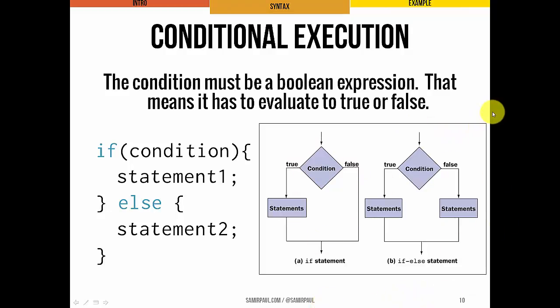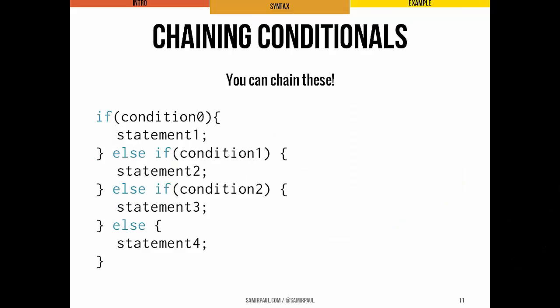Here is an example of an if and else construct, where we have a condition. If it's true, we run one set of statements. If it's false, we run another set of statements, and we end up all the way out. But the key is that we have to have a Boolean, a true or false condition.